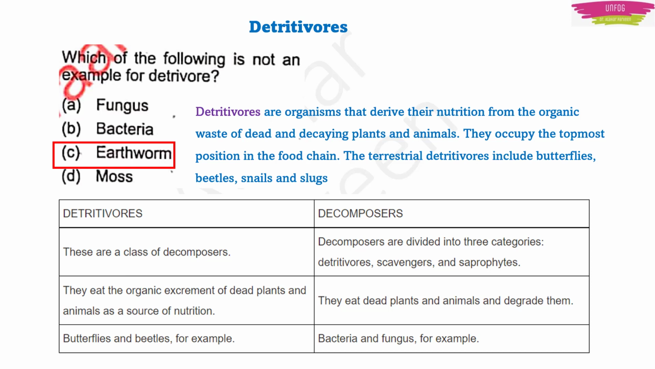It breaks the particles in the soil. That's why it's known as a friend of the farmer. Even this can be asked as a one-mark question. Earthworm is known as a friend of the farmer because it has everything to do with the soil. It does not decompose or sit on detritus.